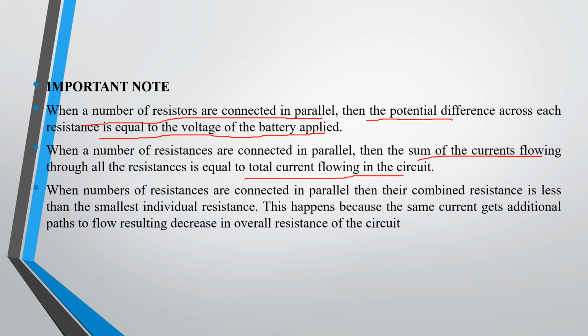When a number of resistances are connected in parallel, the combined resistance is less than the smallest individual resistance. So the combined resistance is smaller when compared to the individual resistances. This happens because the same current gets additional paths to flow, resulting in a decrease in the overall resistance of the circuit.